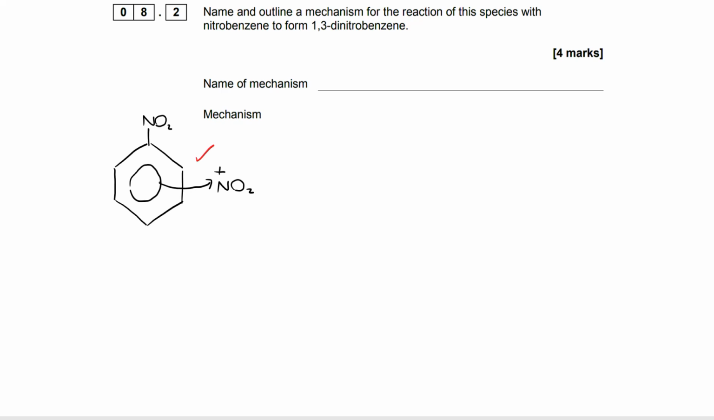Now my curly arrow is going to go from the electron-rich delocalized ring, which is always going to be the case in this type of mechanism, and it's going to go to the electron-deficient NO2 plus. I've got 1 mark for doing that. Now, to get that mark, I've also got to have that curly arrow going through the right part of the benzene ring. It should be adjacent to the carbon that the NO2 plus is going to join onto.